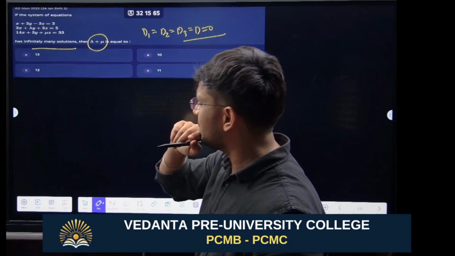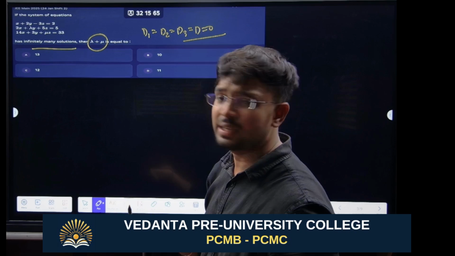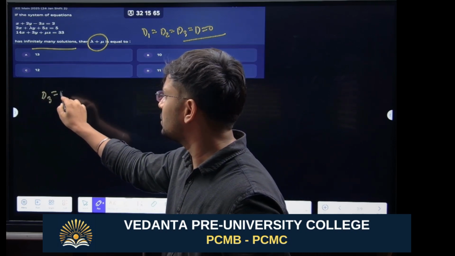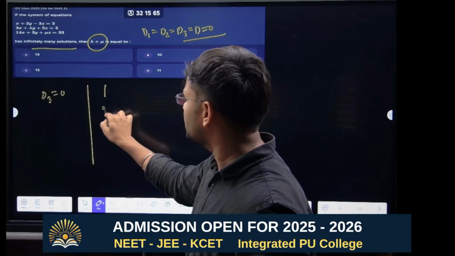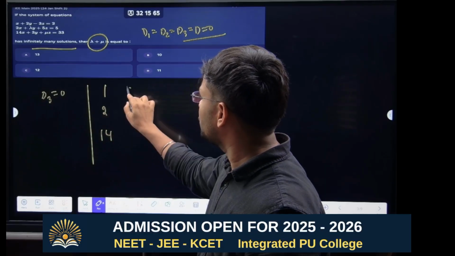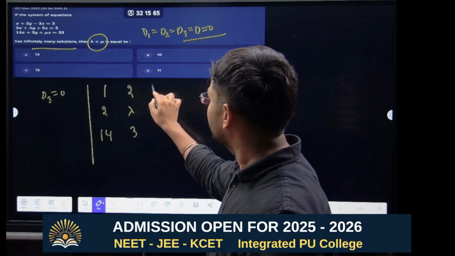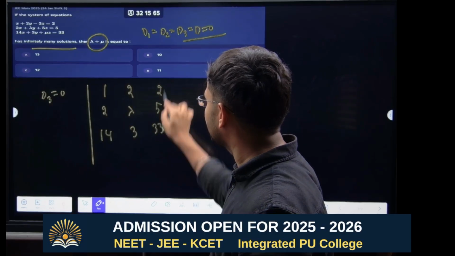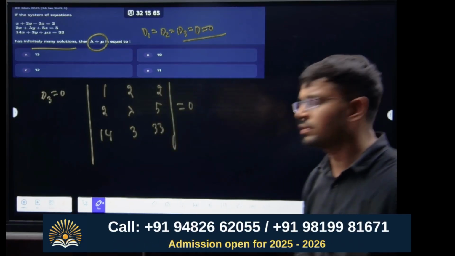But I'm finding D1, or let's say I'm finding D3. I can find anything because I have to find lambda and mu. So I can also set D3 equal to 0. What is the advantage of doing this? So 2, lambda, 3, and instead of this z I can write 2, 5, 33, and that will be 0. I can directly get the value of lambda.